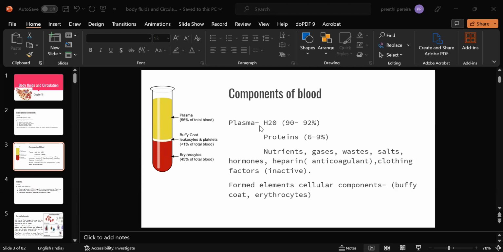First one is plasma. So 55% in our blood, in our 5 to 6 liters blood we are having. In that 55% of the component is plasma. 5 से 6 लीटर है ना, उसमें से 55% of the blood is plasma. Okay. These leukocytes, WBC and platelets, उस 5 से 6 लीटर में से just less than 1% total blood we have buffy coat. And erythrocytes constitutes 45% of the blood.